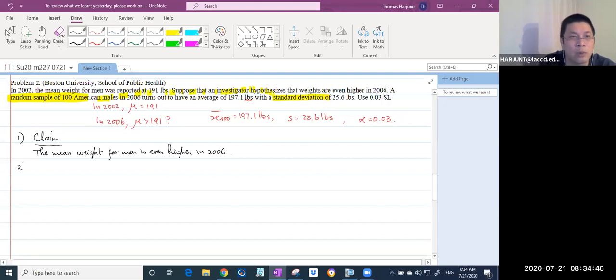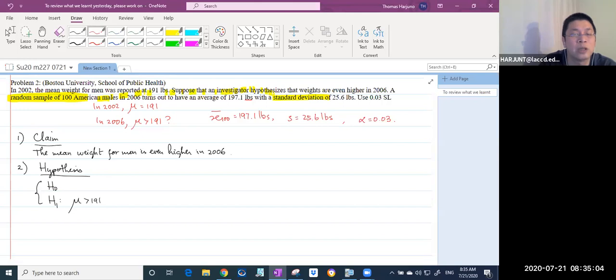Now step 2, hypothesis. The alternate hypothesis: the mean is higher than 191. That's where the claim is, and that will be the right tail. And the null hypothesis is the mean is less than or equal to 191.